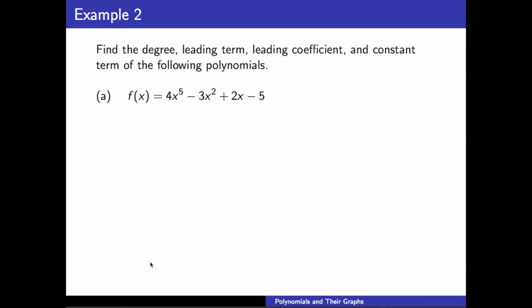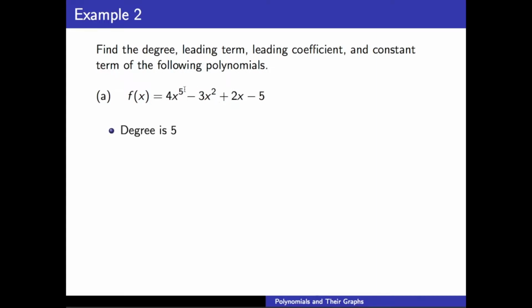All right, example 2: find the degree, leading term, leading coefficient, and constant term for the following polynomials. So with problems like these, we always first want to make sure that we have this written in order from highest power of x down to the lowest. In this case, it's already done for us, but if it weren't, then we just have to rearrange some stuff. Again, the important ones are the leading term and the constant. So if you goof up this order, it's really not going to be all that bad.